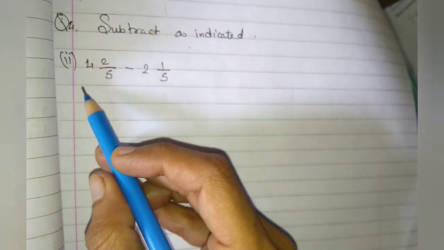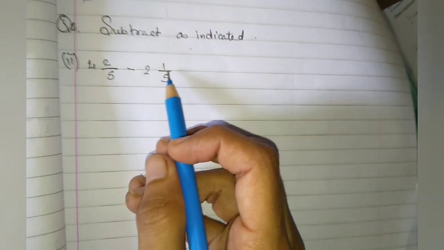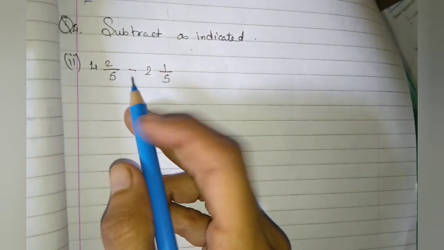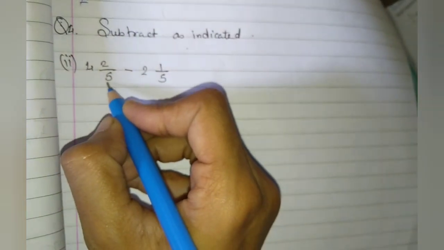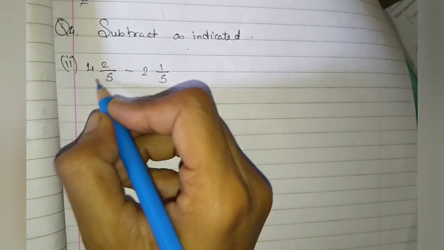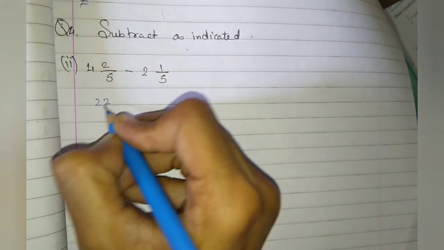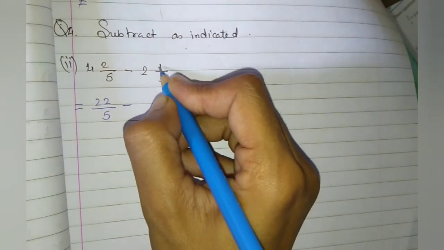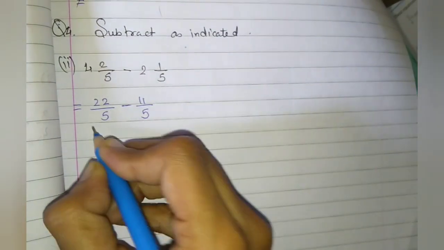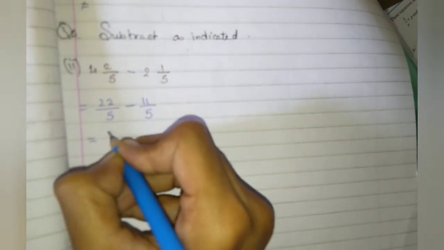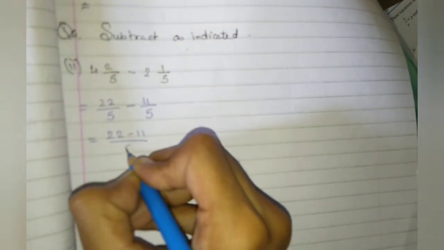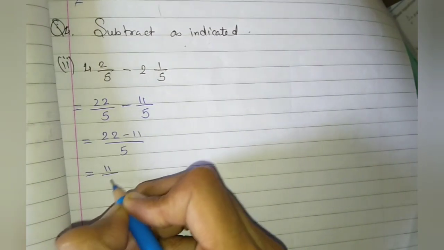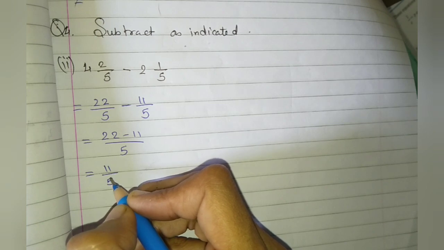Now the second one, 4 2 upon 5 minus 2 1 upon 5. First of all, this mixed fraction we will convert into improper fraction. So 4 5s are 20, 20 plus 2 is 22 upon 5, minus 2 5s are 10, 10 plus 1, 11 upon 5. Now your denominator is the same. So directly we can write 22 minus 11 upon 5, which is equal to 11 upon 5. That is the answer.